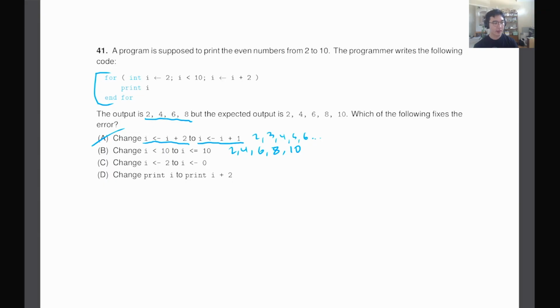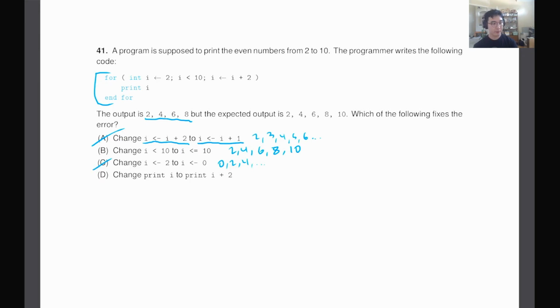Looks good so far. Look at answer choice C. What if we change that initial condition from I starting at a value of 2 to I starting at a value of 0? Well, then wouldn't it print 0, 2, 4, dot, dot, dot? We don't want it to print 0. So answer choice C is wrong.